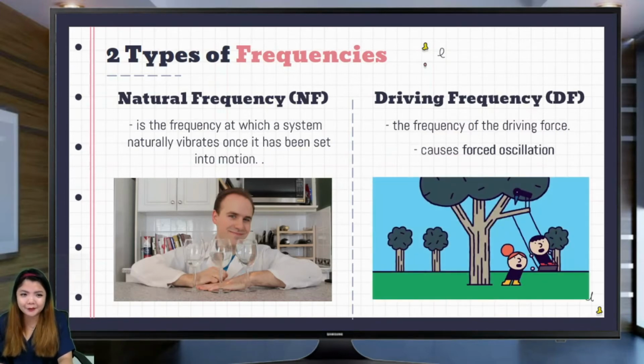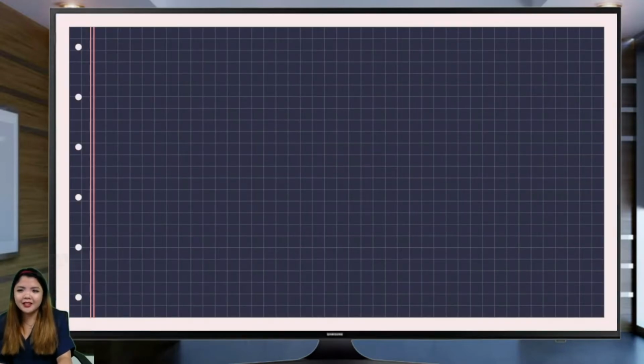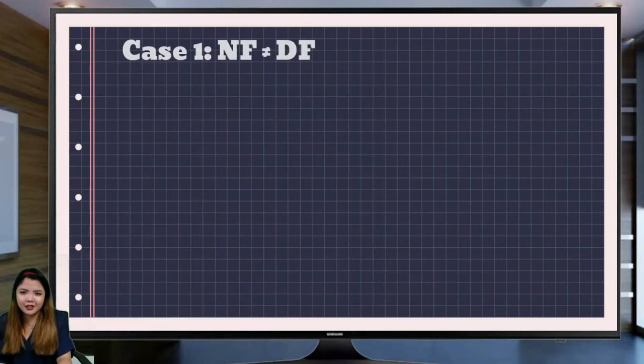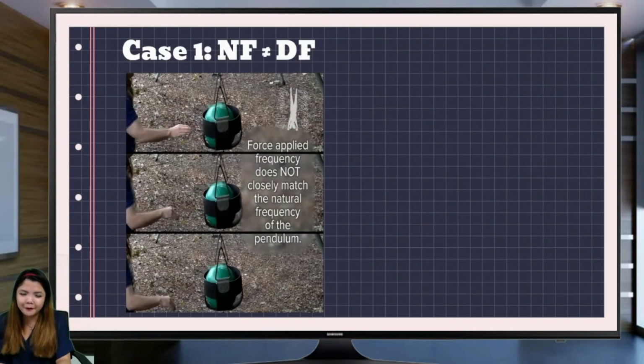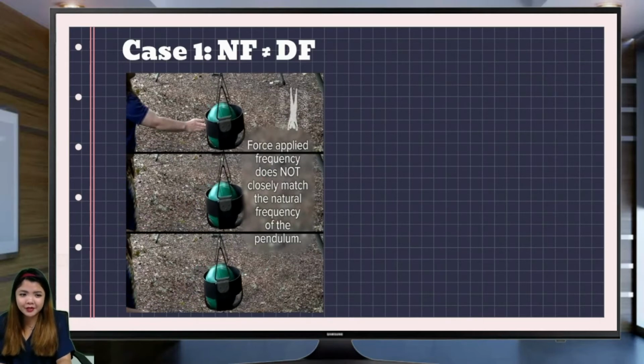As an example, we have this one. As you can see, the girl is pushing the boy on the swing, and the girl is actually exerting a driving force, thus forcing oscillation into our swing. So let us now consider two cases. For the first case, let the natural frequency not be equal to the driving frequency. So observe what happens to the swing.